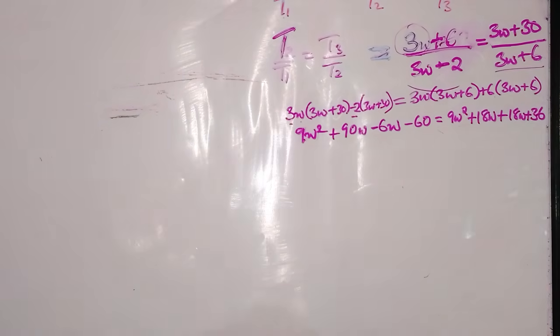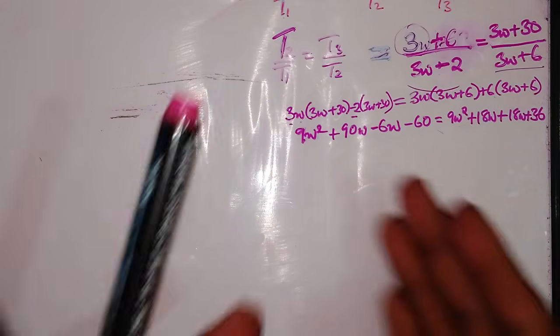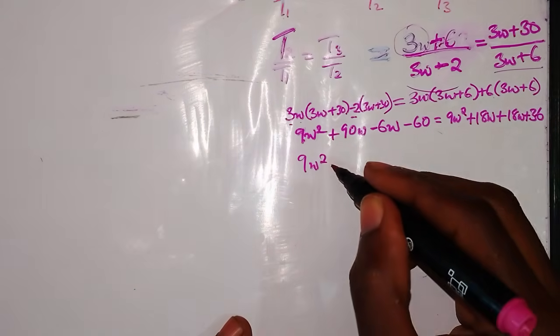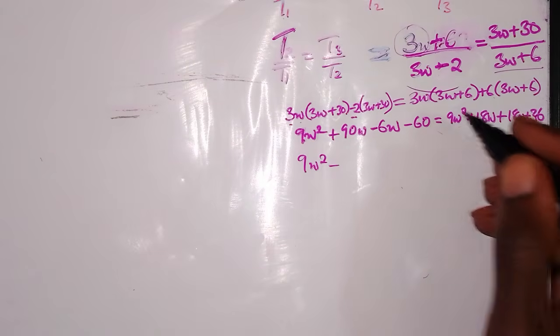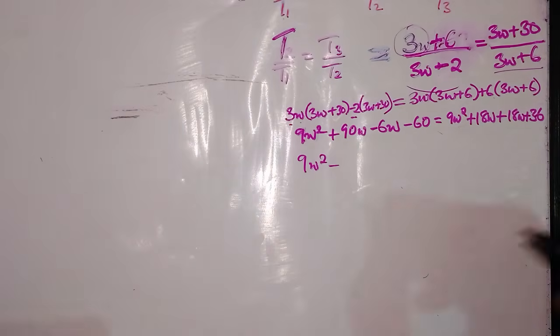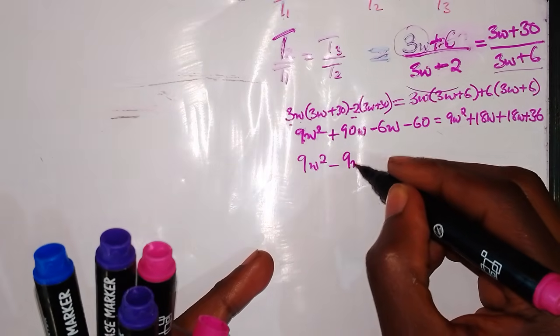So once we reach here, we have expanded. After expanding, the next step is grouping the right terms. How can you group the right terms? Start with W squared. The first thing which is squared is 9W squared. So you say 9W squared, minus, since this is positive, if it crosses the sign it becomes negative 9W squared.